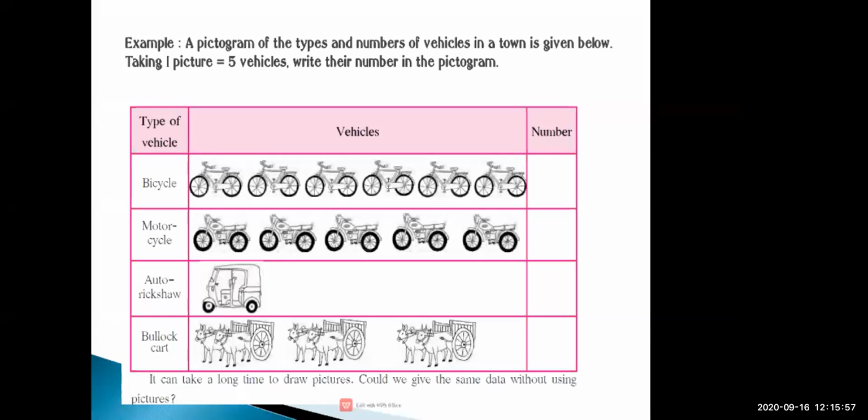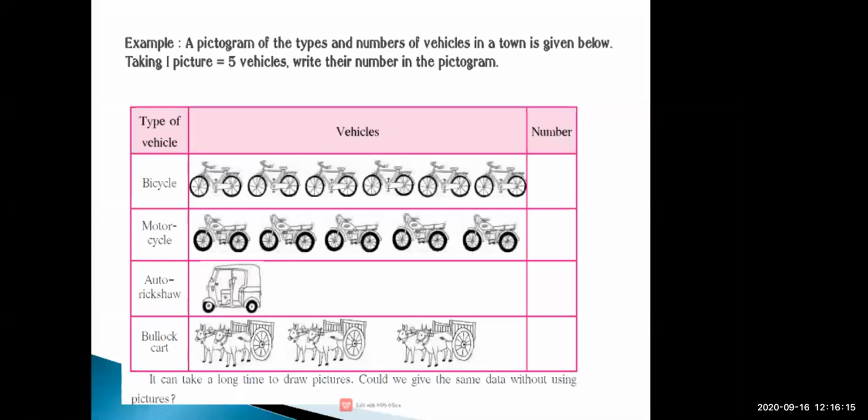One bicycle is how much? One bicycle is 5. So there are total how many bicycles? The number? Very good. The total number of bicycles is 30. Now moving to our next picture, the motorcycle.